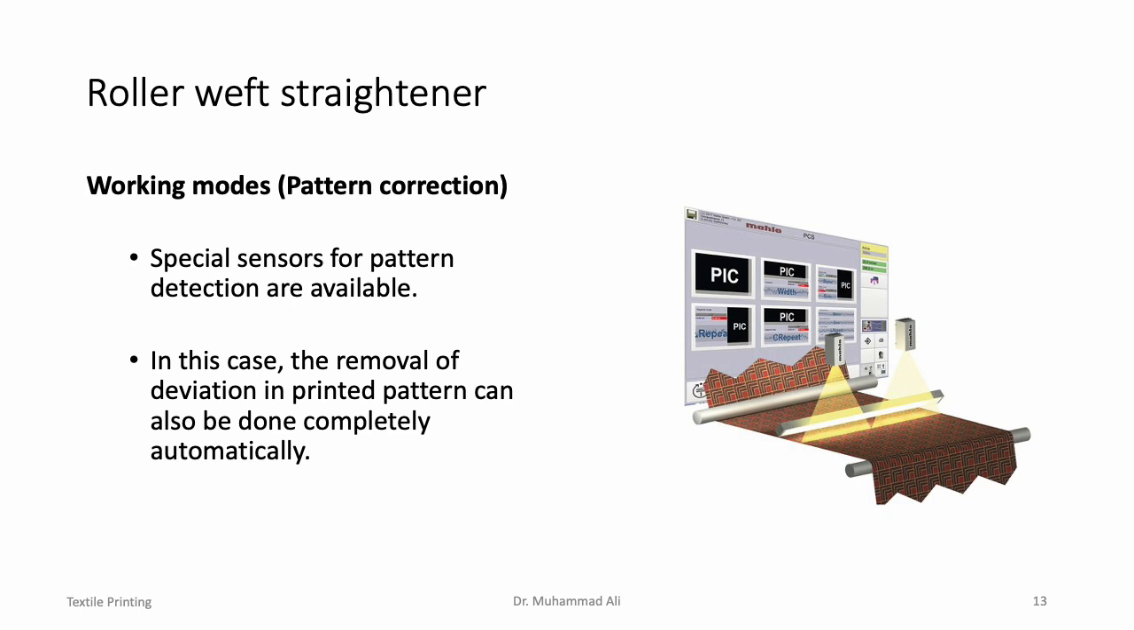So if you notice, the primary difference between a roller weft straightener, which is mainly used for removal of weft distortions, and a roller weft straightener, which is mainly used for correction of pattern, is that of the sensors. The type of sensors in these two types of roller weft straighteners is different. As far as the correction arrangement is concerned, that we have just discussed, which consists of bow and skew rollers, that part has a similar structure in both cases.